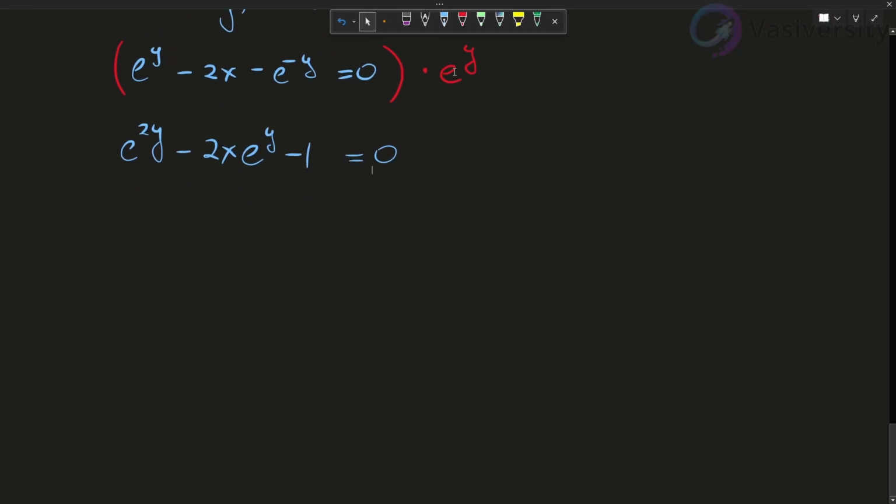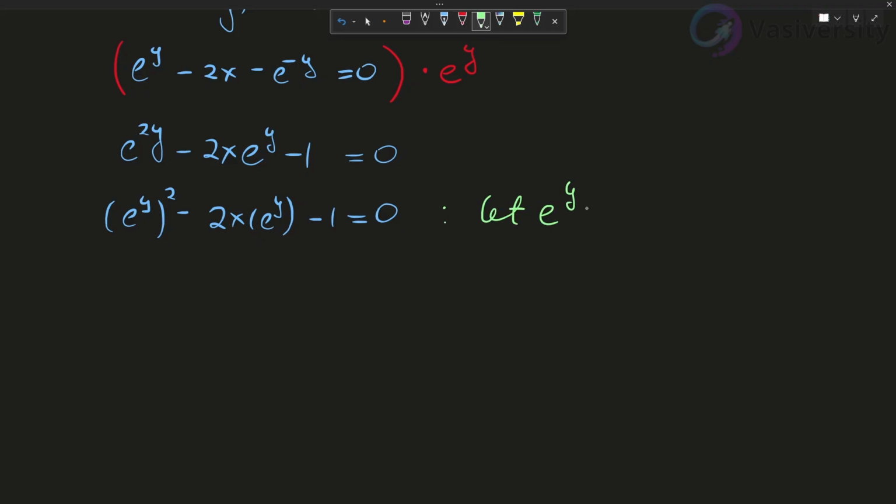So we can notice that we can write (e^y) squared minus 2x times e^y minus 1, which is equal to 0. So that is a quadratic equation, right? And the way we can see it is if we let e^y be equal to t, then what happens? We're going to have t squared minus 2x t minus 1, which is equal to 0.